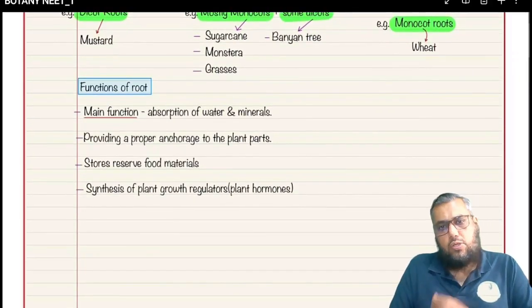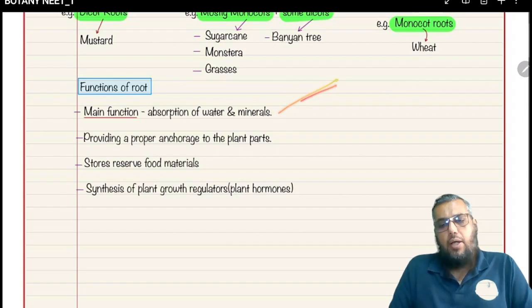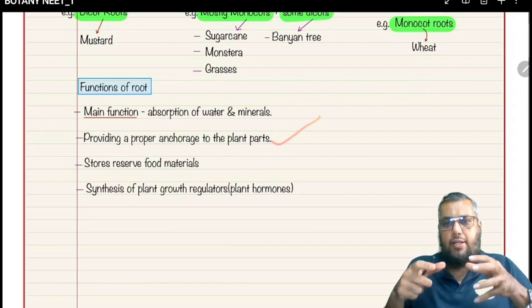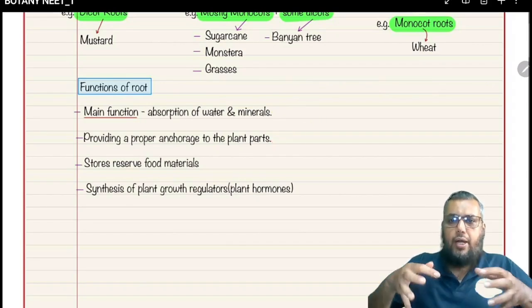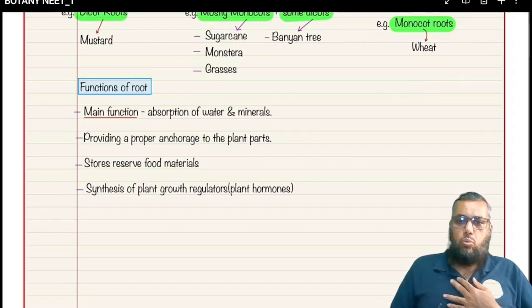So what are the functions of a typical root? One that we all know, its main function is absorption of water and minerals. It provides anchorage. It helps the plant to get attached to the soil. That is called anchorage. It stores food, reserves food, and also produces plant growth regulators, which are called hormones. Hormones like auxins. Okay, they can be produced by these typical roots.